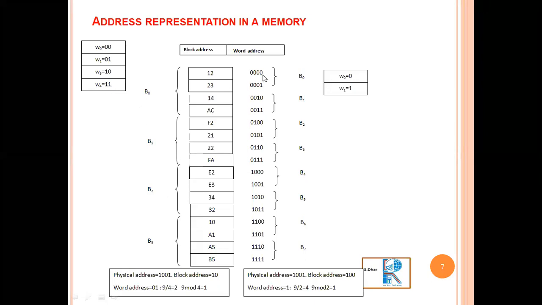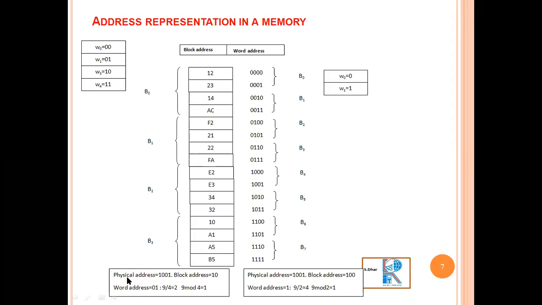What is the total number of bits here? 4. So 2 bits are required for addressing the word. What are the remaining bits? 4 minus 2, that means 2 bits. So 2 bits are required for the block address. Clear? That means on the left hand side, for the word address 2 bits are required because there are 4 words in a block, and for the block address 2 bits are required because the total number of blocks here is 1, 2, 3, 4. So 2 plus 2 is 4.